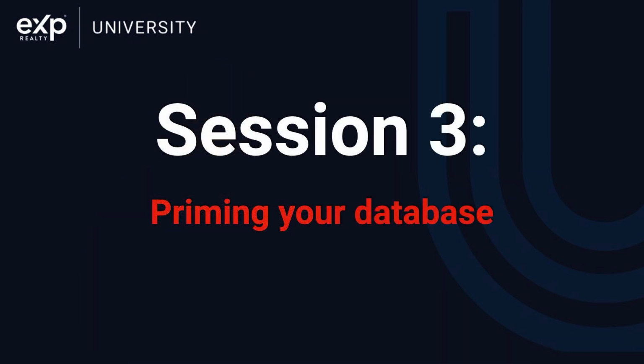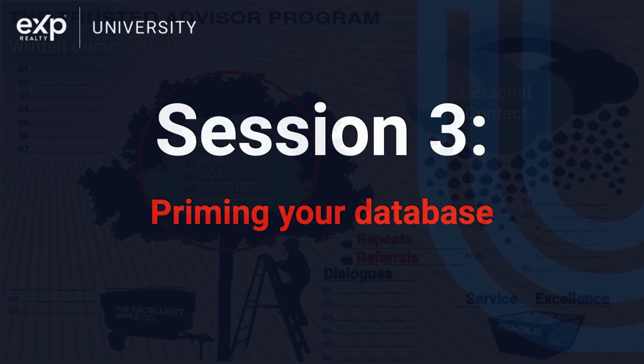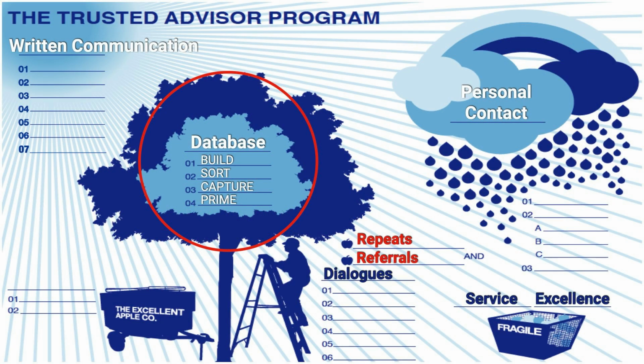So today we are talking about priming your database. Just as a little recap of where we're at so far, we're looking at this apple tree diagram, which is representing our whole referral system. We are obviously trying to cultivate beautiful, healthy apples, which in our case is repeats and referrals. The repeat and referral business are going to come from people, and that group of people we are calling your database.